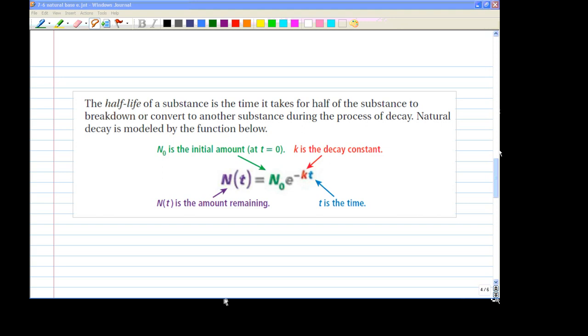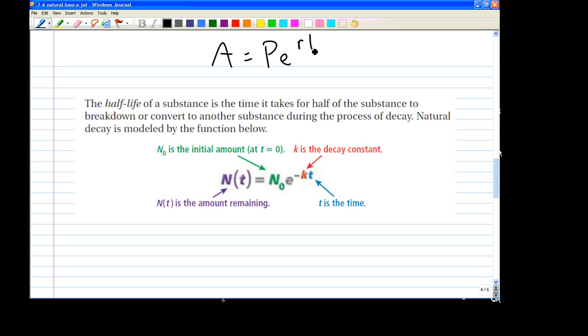So don't let this scare you, because really this is a whole lot like something we just looked at. You know how we had A equals P times E to the RT? Well, A is now N of T, the amount remaining. The amount we started with, this N sub O or N naught, is what used to look like P. Then we have our E. Notice we've got a minus sign. That's because we are decaying, so that's always going to be negative in the equation. But K itself will not be negative. K is the decay constant, kind of like what our rate used to be. And then T is the amount of time. Let's look at how to use this.